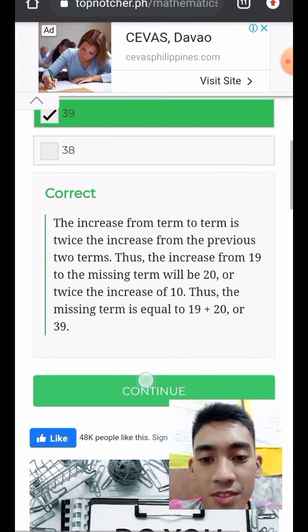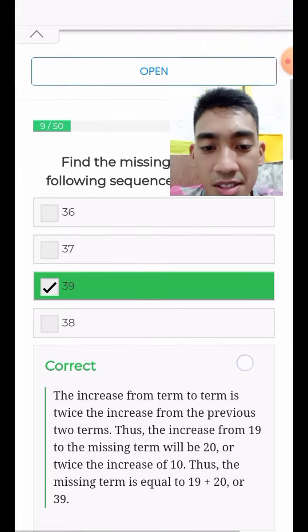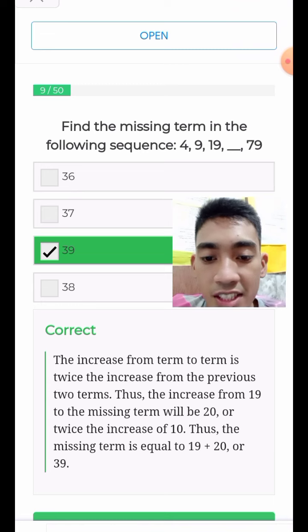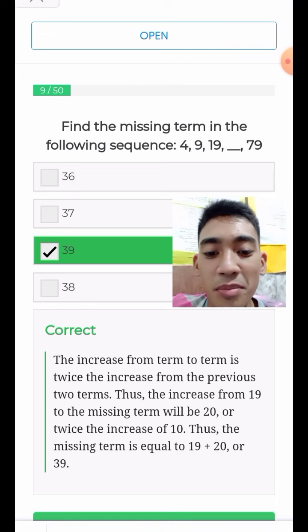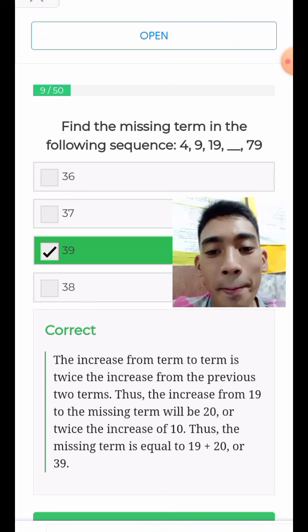Check. So the increase from term to term is twice the increase from the previous two terms. Thus, the increase from 19 to the missing term will be 20, or twice the increase of 10. Thus, the missing term is equal to 19 plus 20, or 39. So, we will end here for our first part.